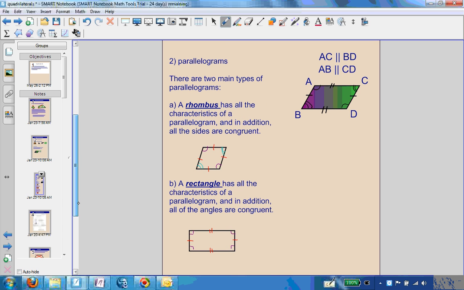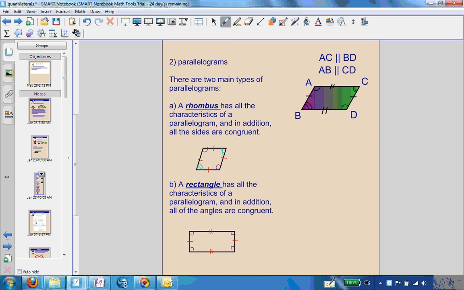With parallelograms, we have some main types. First, we have a rhombus, and then we have a rectangle. For a rhombus, it has all the characteristics of a parallelogram, where opposite sides are parallel, opposite sides are congruent, opposite angles are congruent, and in addition to all of that, the sides are actually congruent. All four sides are congruent.